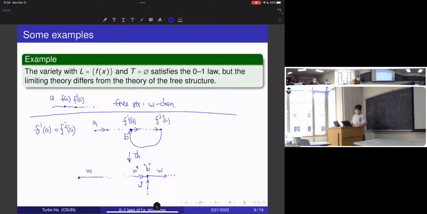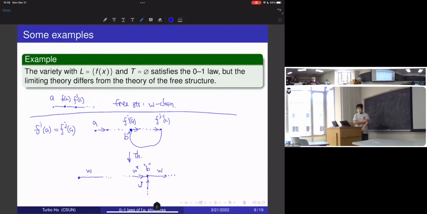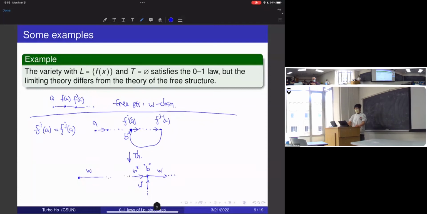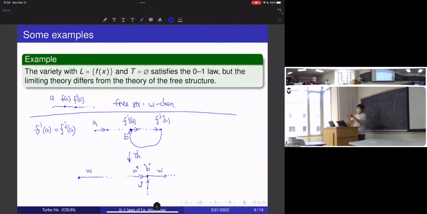Yeah. So we can actually show that in this case, you do have a 0-1 law, but the 0-1 law, because of exactly this non-injective business, is not going to line up with the theory of the free structure, which is an omega chain, on which f will be injective. So you can actually show that this quotient structure will, as i and j go to infinity, limit to this bottom structure, because you can imagine that the distance between A and B gets further and further away, and this loop that you get from i and j being equal also gets larger and larger.